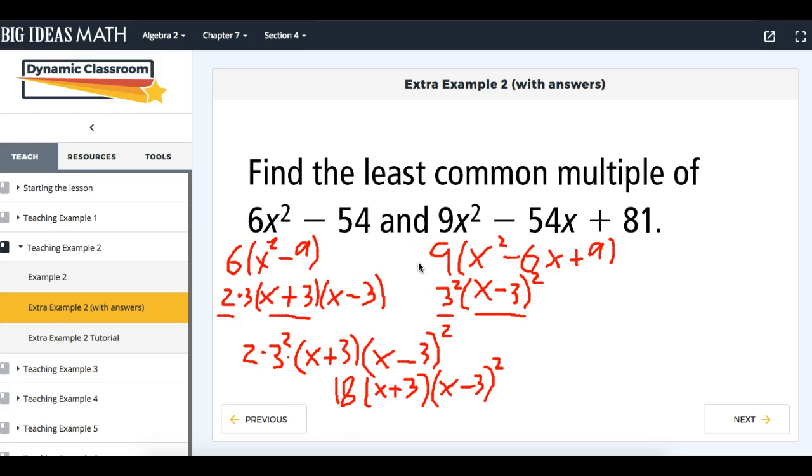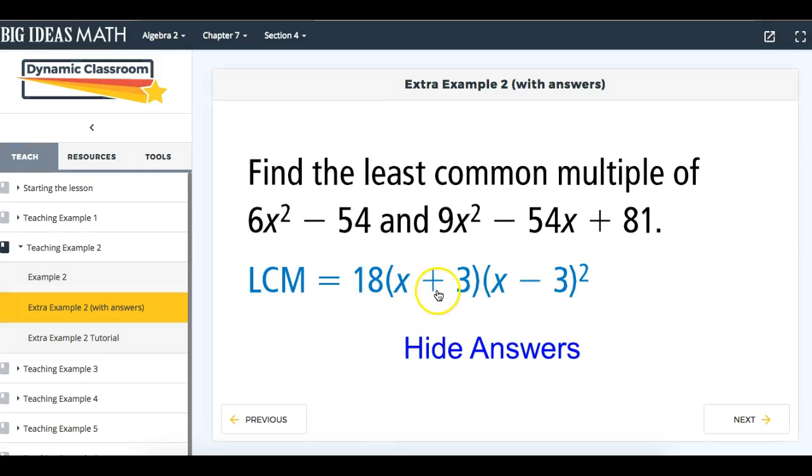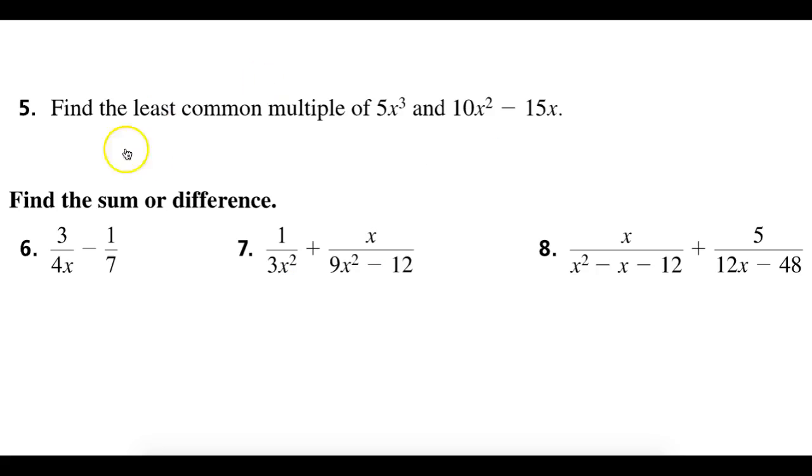Okay, so let's just check and make sure that we did this right. So sure enough, 18 times x plus 3 times x minus 3 squared. We know that's right, so you can always come back and check it. What I want you guys to do, for your problem, the one that's going to come up that I want you to answer is number 5 here. So find the least common multiple of 5x cubed and 10x squared minus 15x. Go through the steps. So you're doing number 5 in the answer box that comes up right now.